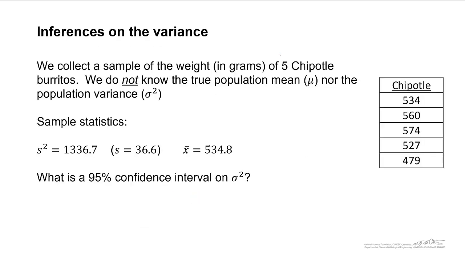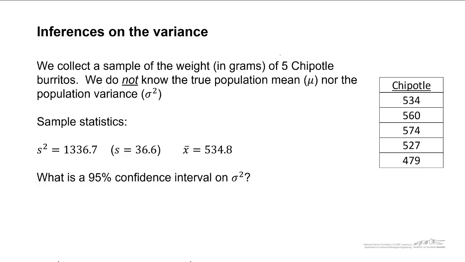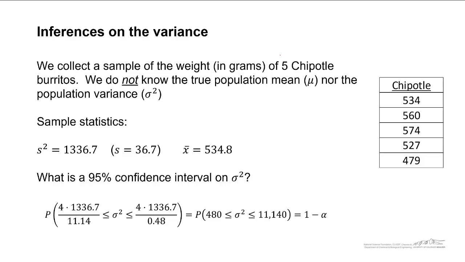Let's circle back and solve this problem that was initially posed at the beginning of the screencast. What is a 95% confidence interval on sigma squared? Well, we can use our expression for our confidence interval on the variance. We can look up these chi-squared values, also known as percentage points. You can either use Excel to get those, or you can use the chi-squared table in the back of your book. N minus 1 is 4.